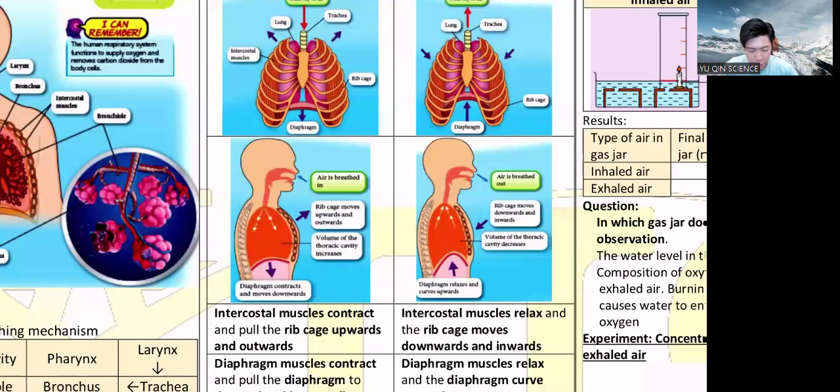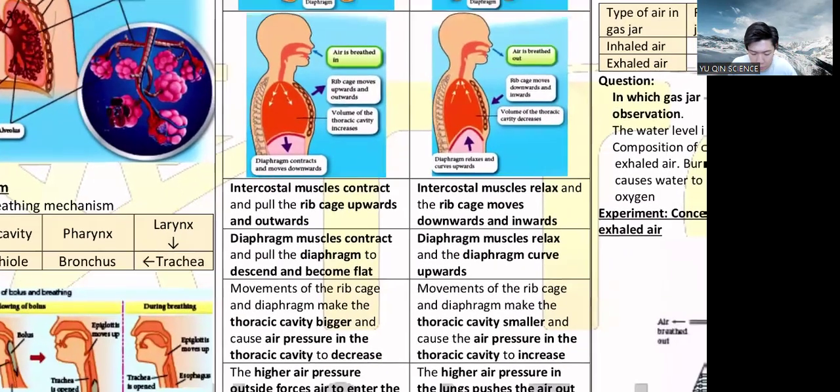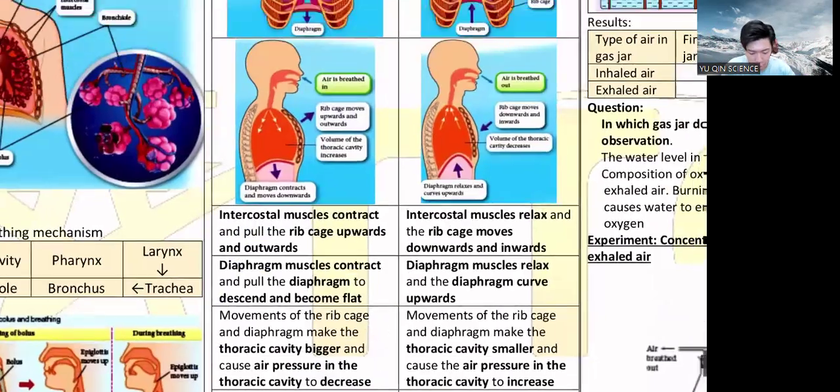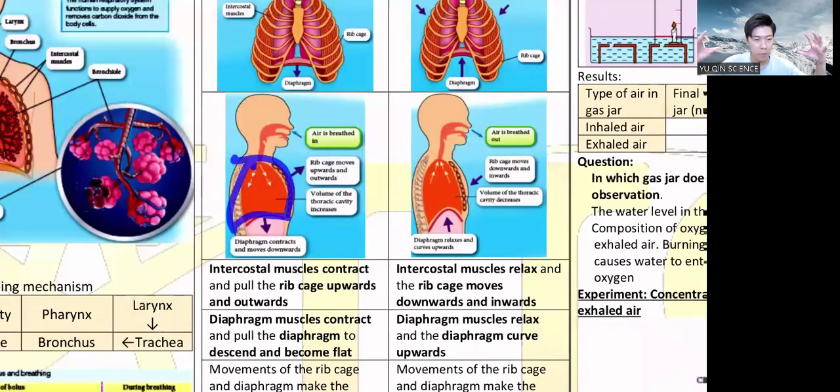When you open up, your rib cage will eventually go upwards and outwards. That will actually pull your diaphragm to become flattened. Originally, your diaphragm is like that. So imagine the rib cage goes out, the diaphragm will be pulled straight like that. Then from all the above, it makes your thoracic cavity bigger. Your whole chest area becomes bigger.